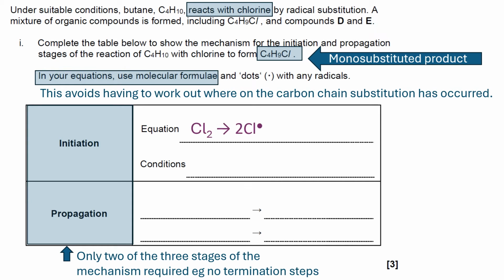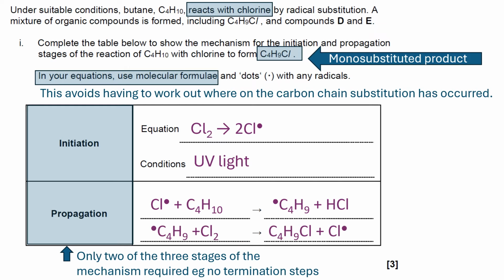So you're reacting with chlorine, so you need to start by making chlorine radicals using UV light. Then one of the chlorine radicals reacts with a butane molecule to make a butyl radical, C4H9, with a dot next to the carbon. The carbon is the atom that's going to carry the unpaired electron, so the dot needs to go there, not on the right hand side. And you also get an HCl molecule. The second propagation step is when the butyl radical attacks another chlorine, and you get C4H9Cl plus Cl dot.